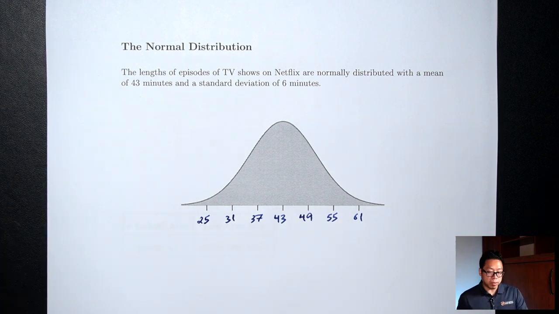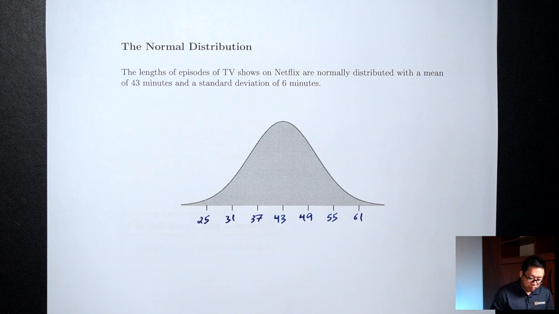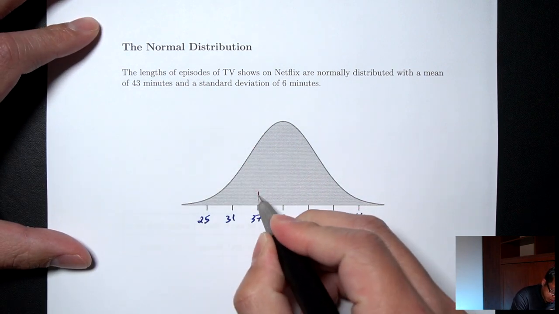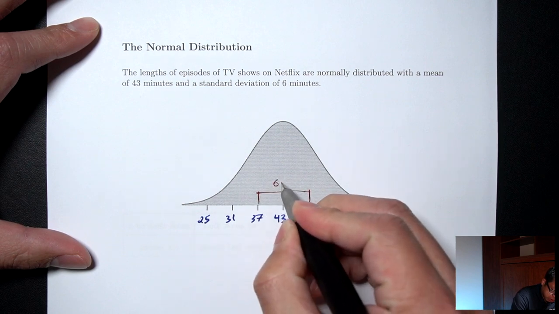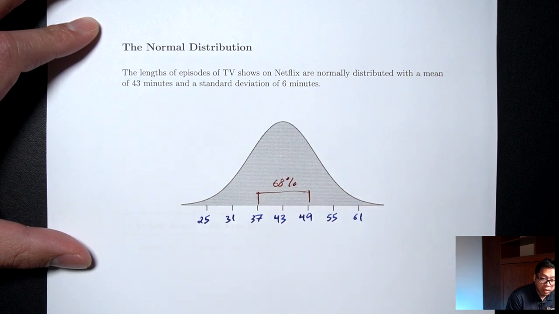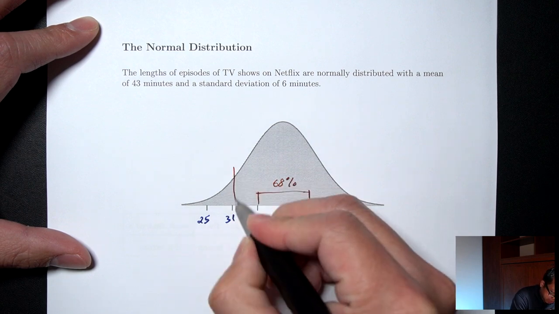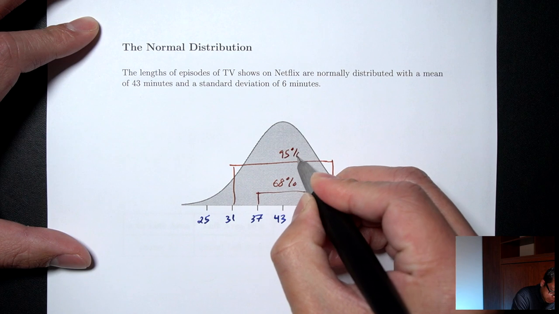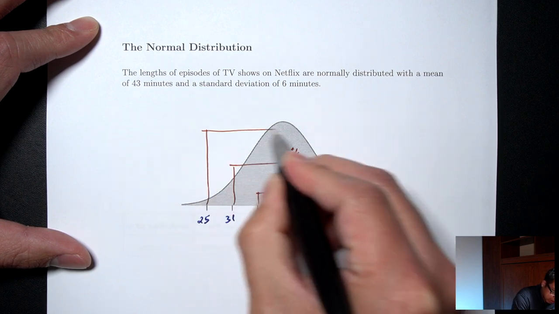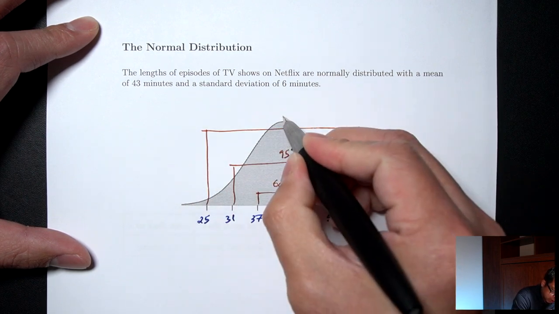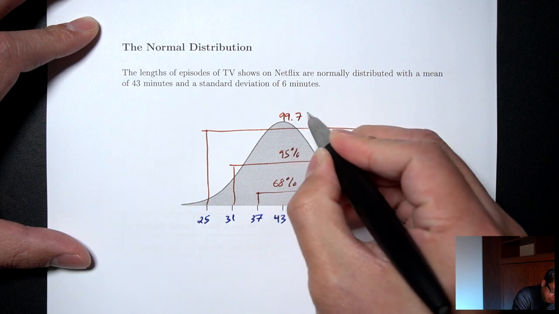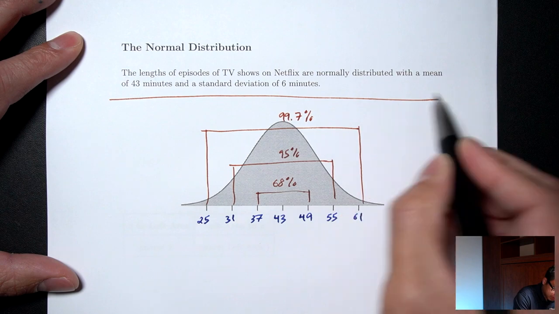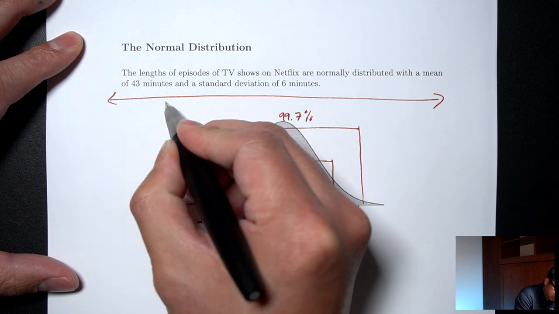And what the empirical rule says is between 1 up, 1 down is 68% of the data. Between 2 up, 2 down is 95% of the data. And then between 3 up, 3 down is 99.7% of the data. And then the entire picture is 100%.